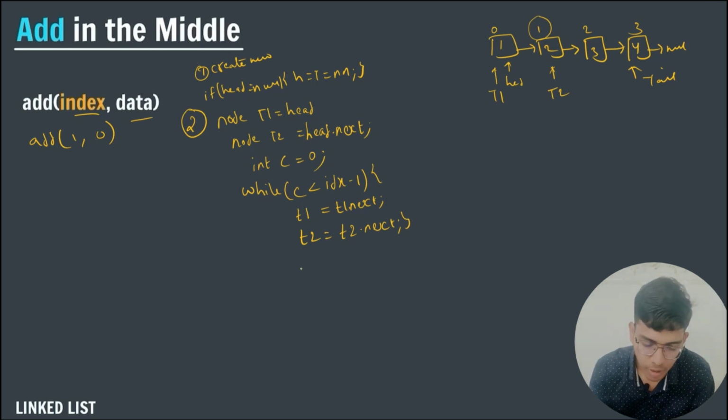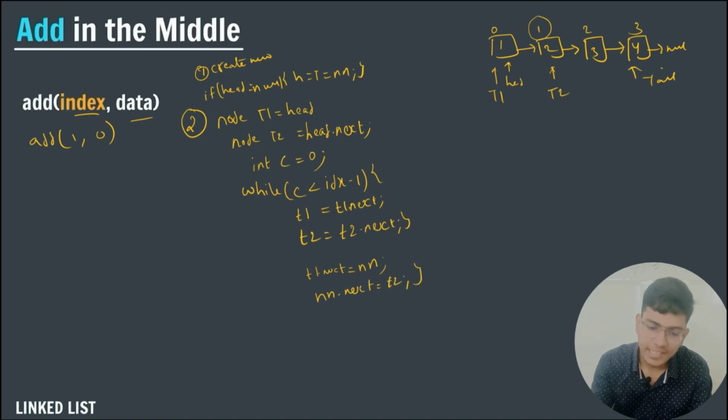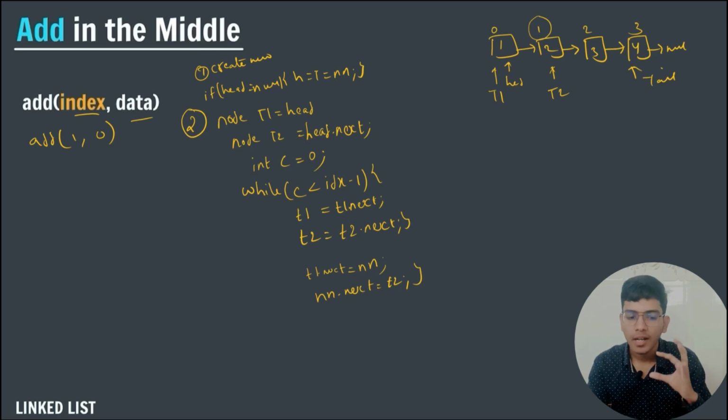And what are the steps I'm going to do? I'm going to do t1 dot next is equal to my new node. After that, new node dot next is equal to t2. That's all. This is how I'm going to insert a particular element at the given index.